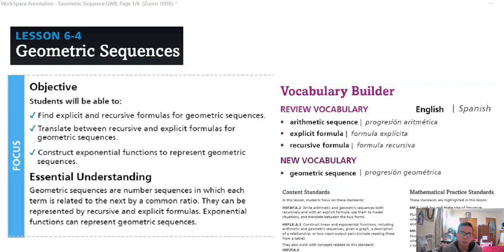All right. Our objective, guys, is you will have to find the explicit and recursive formula of geometric sequences. We are going to translate between recursive and explicit formula for geometric sequence, and then construct exponential functions to represent geometric sequence. Because we are in the unit of exponential functions, we are going to relate what we already know about geometric sequence to exponential function.